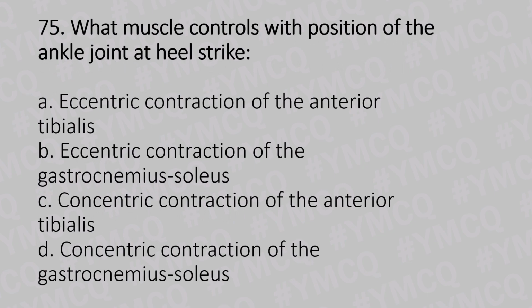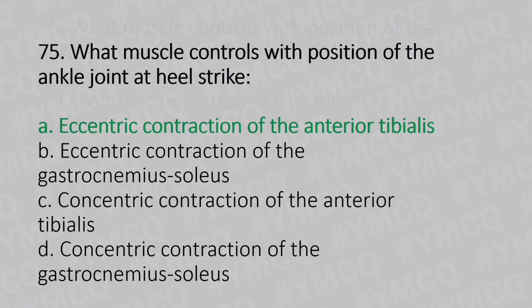Moving to our 75th question. What muscle controls the position of the ankle joint at the heel strike? Option A, eccentric contraction of the anterior tibialis; option B, eccentric contraction of the gastrocnemius and soleus; option C, concentric contraction of the anterior tibialis; option D, concentric contraction of the gastrocnemius and soleus. And the answer is option A, eccentric contraction of the anterior tibialis.